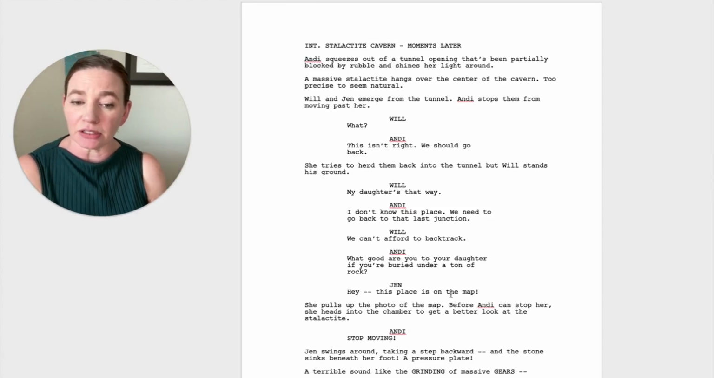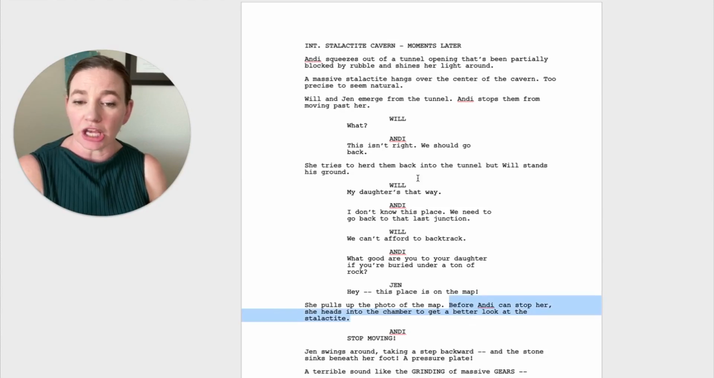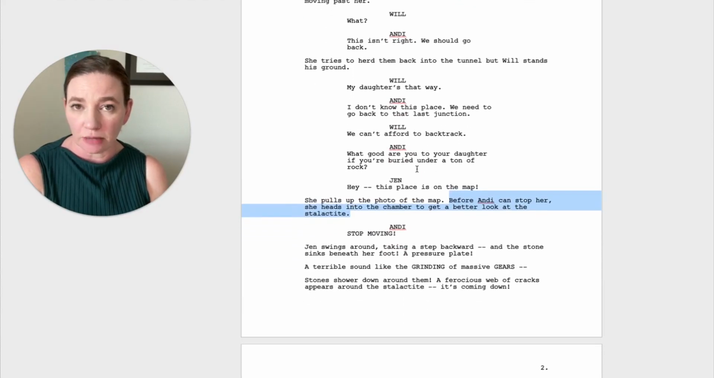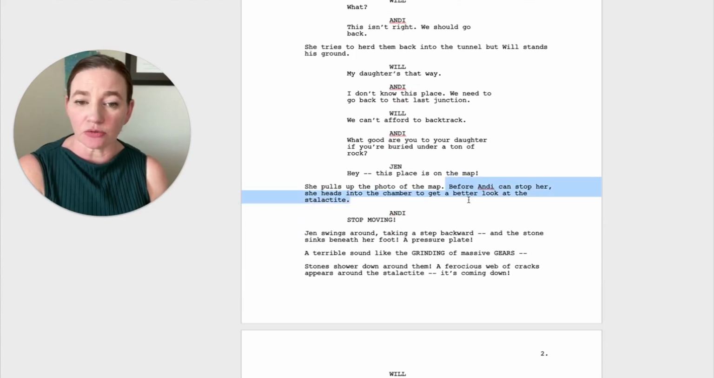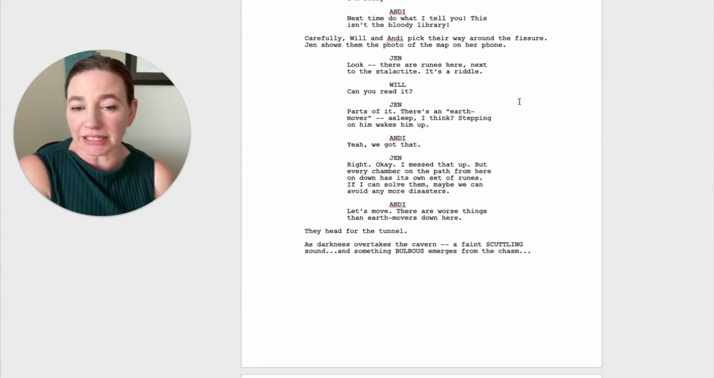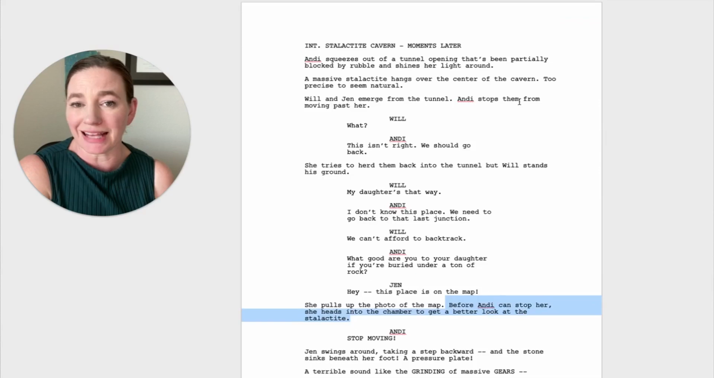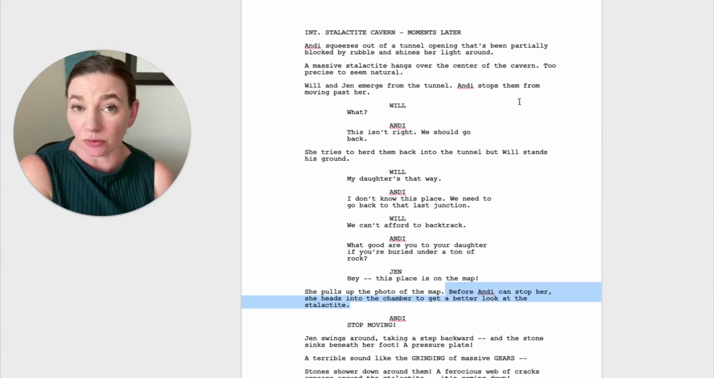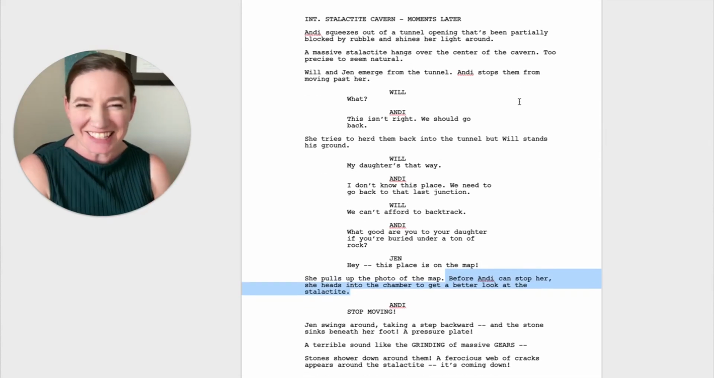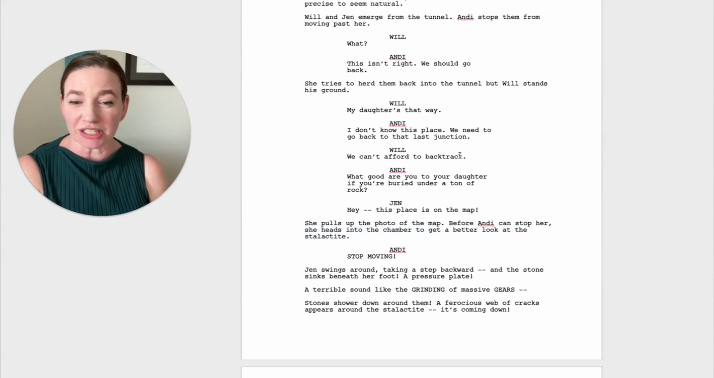The thing that happens is that Jen is stepping into the chamber and Andy says, stop moving. Okay, so this is the moment that is the point of no return. This is right about exactly where that needs to happen in the scene, right about exactly 25% into the scene. So yay me. That's a good thing. Structurally, that really, really works.